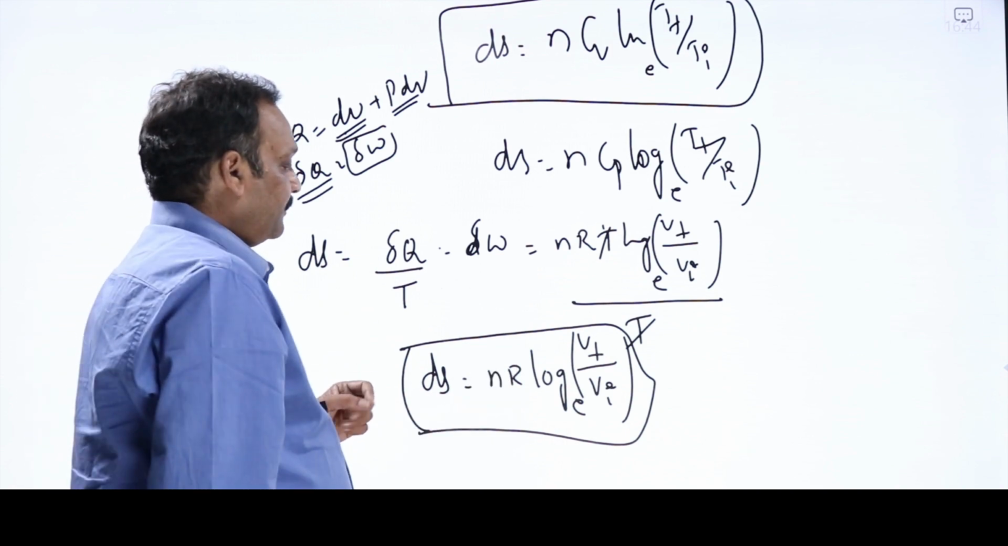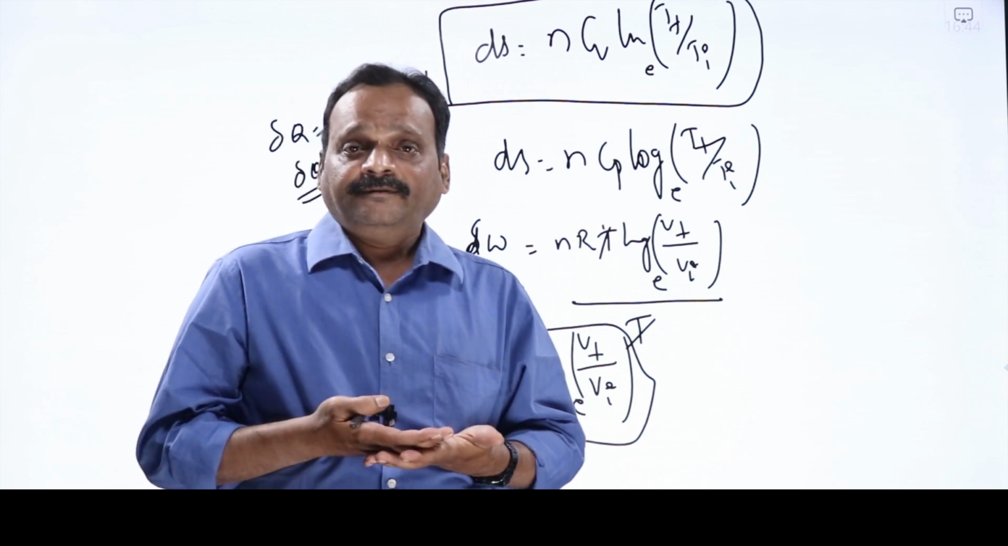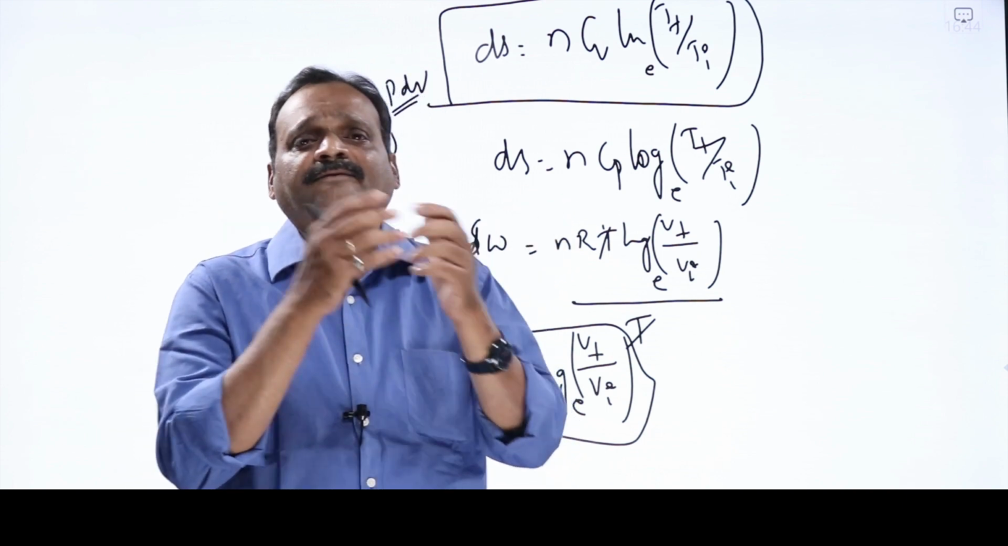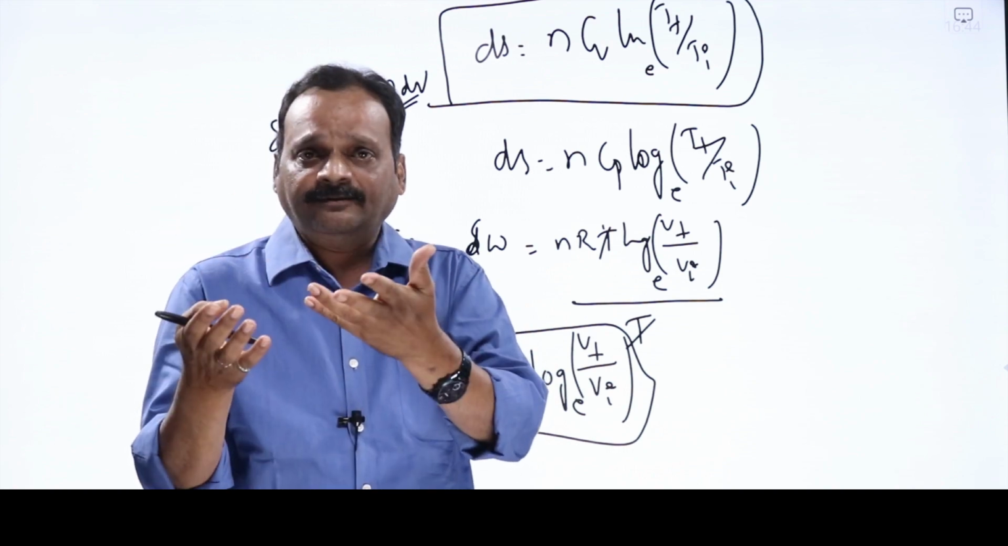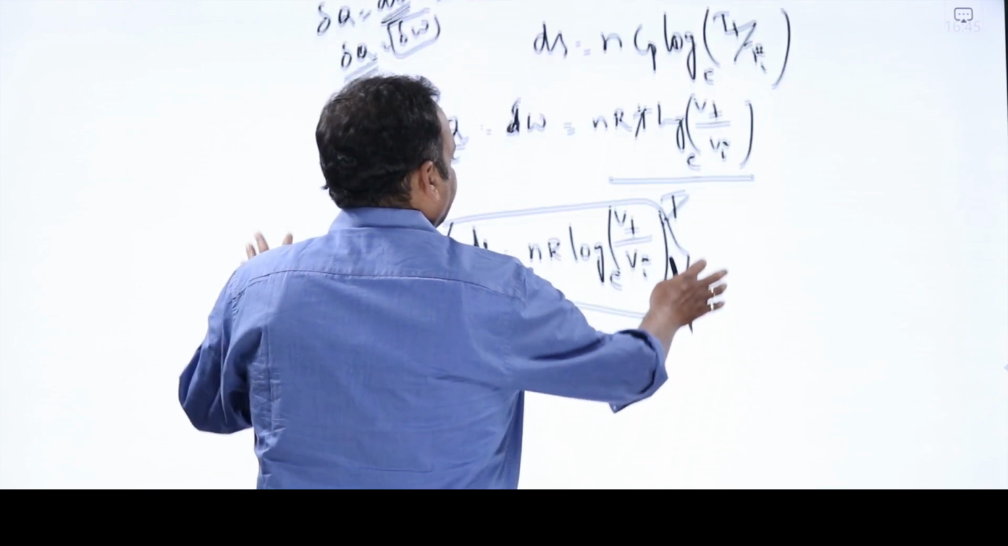Now we'll see what happens in an irreversible process. What is an example of an irreversible process? Free expansion, that is gas expanding against vacuum, against zero pressure, is called free expansion. It is like this.